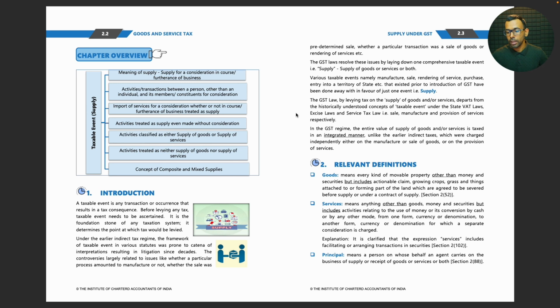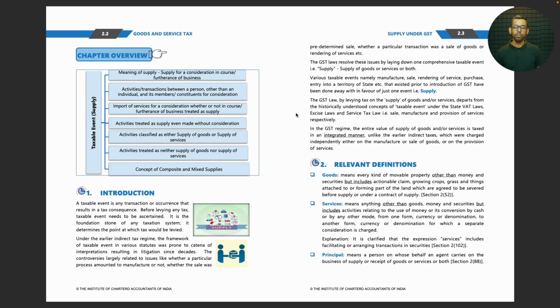Services means anything other than goods, money, and securities, but includes activities relating to the use of money or its conversion by cash or by any other mode from one form, currency or denomination, to another form, currency or denomination for which a separate consideration is charged. Explanation. It is clarified that the expression services includes facilitating or arranging transactions in securities.